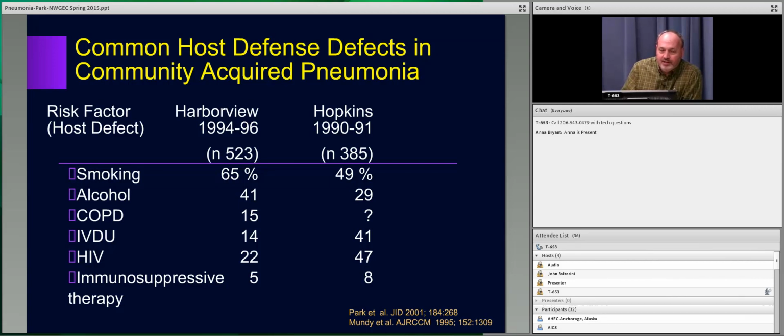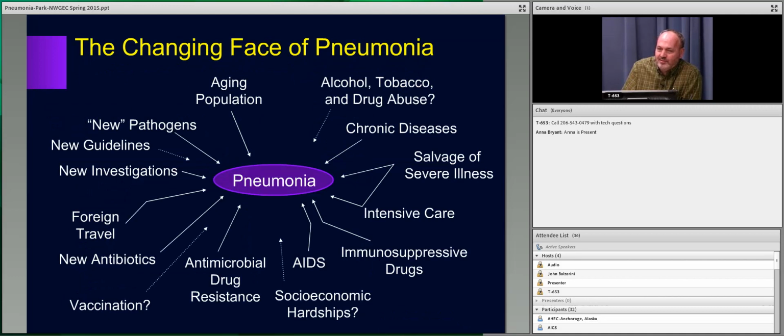Now, when you look in actual series of pneumonia patients, and these are a group from Harborview that I reported some years ago, and a simultaneous group from Johns Hopkins, we didn't see a lot of those things, really. There was some HIV, more at Hopkins than at Harborview. There were some people on immunosuppressive therapy, but very few, really. And what we saw mostly were smoking, alcohol, and COPD. And those are really common host defense defects in patients who have pneumonia.